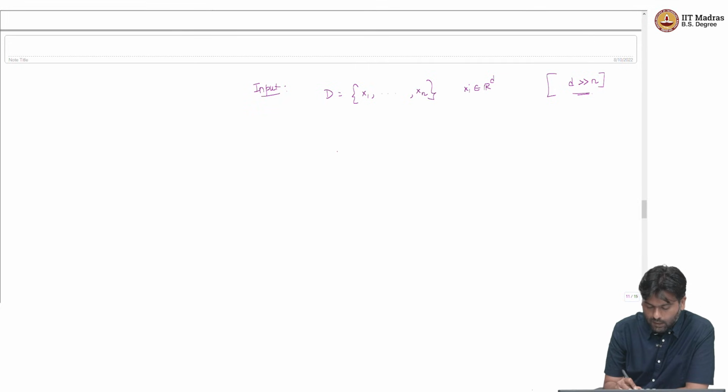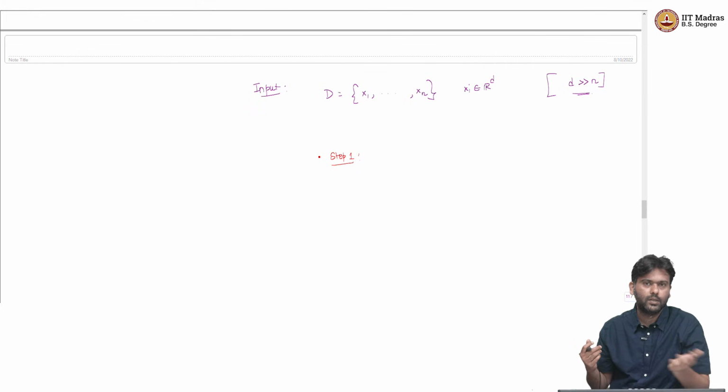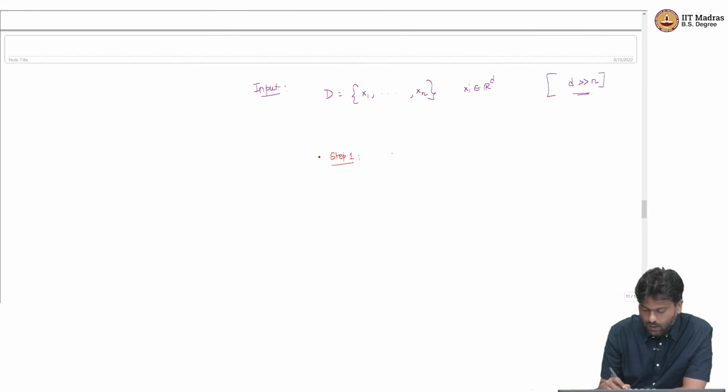Now, what are we saying? Step 1, earlier we would have computed the covariance matrix and then computed the eigenvectors and eigenvalues, we no longer want to do that because it's expensive. So, what is step 1? Step 1, compute K equals X transpose X, right. So, K is in R^(n cross n). Step 2, compute the eigen decomposition of K.